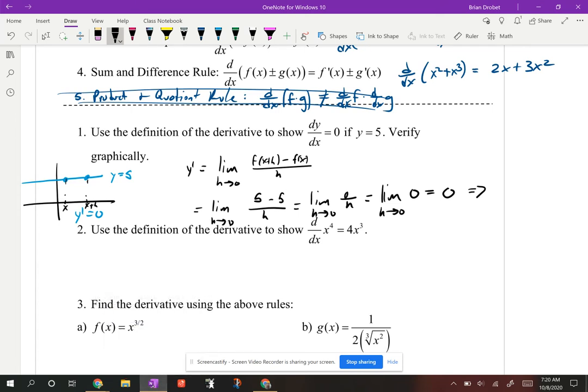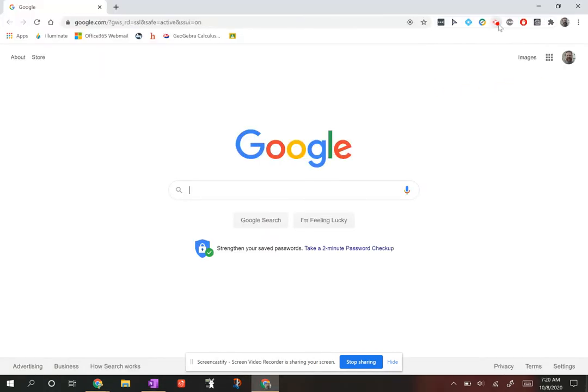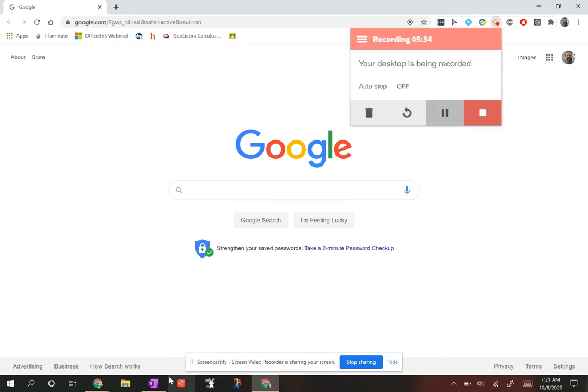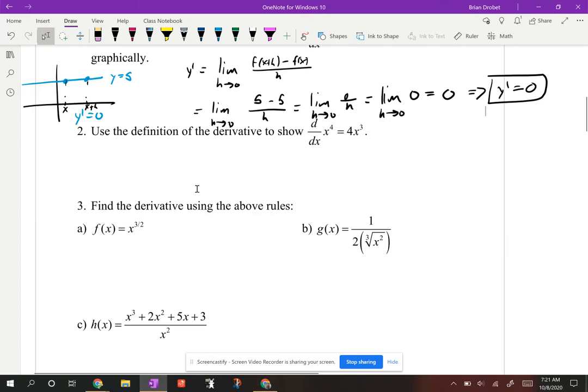So what I've shown here is that the derivative of this function is equal to 0. All right, and then let's go through the tedious process of proving the power rule specifically for x to the fourth. So I'm going to take the limit as h approaches 0 of f of x plus h minus f of x all over h. So this right here is the limit definition of the derivative of x to the fourth.